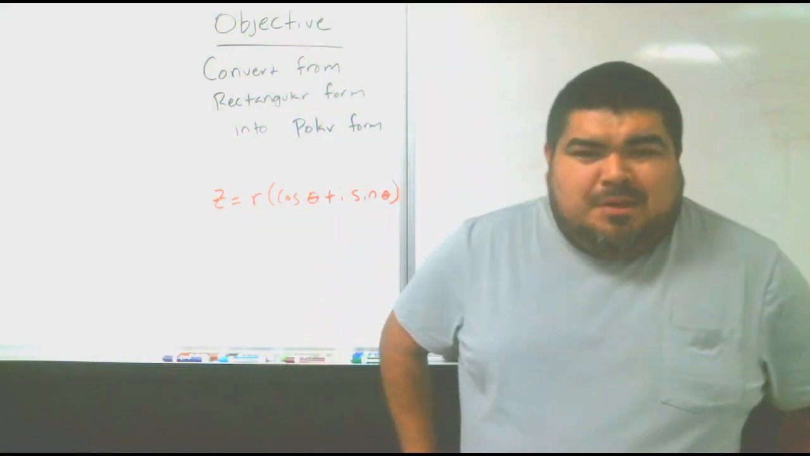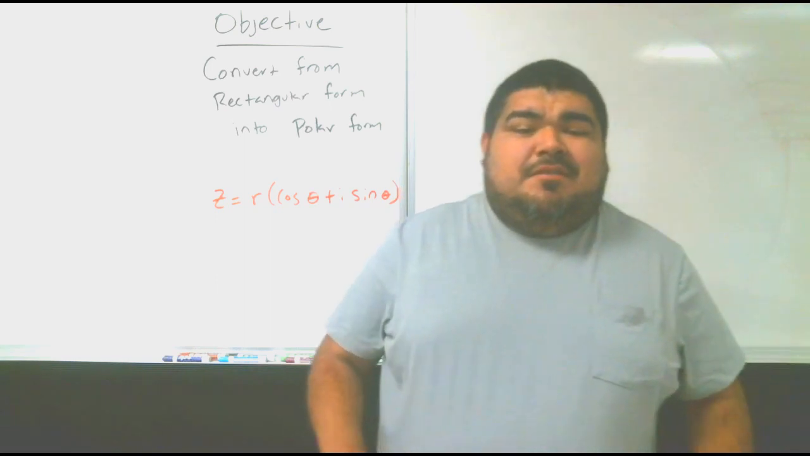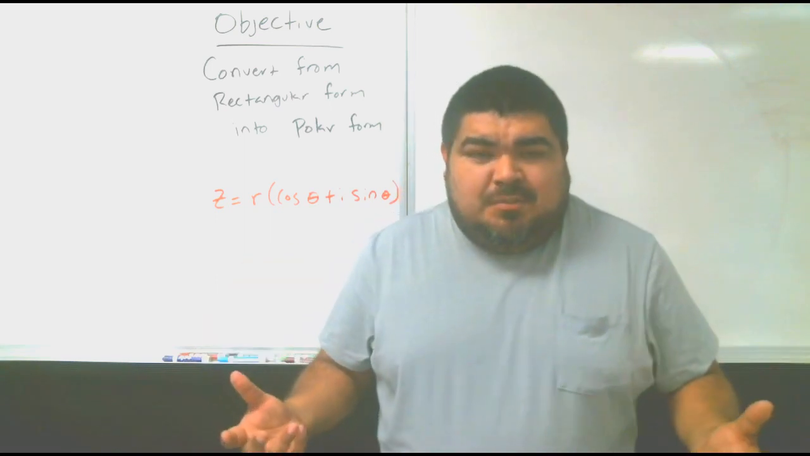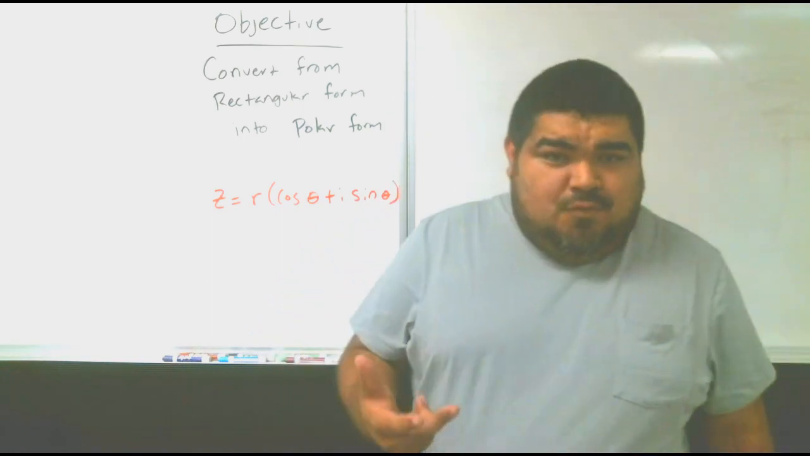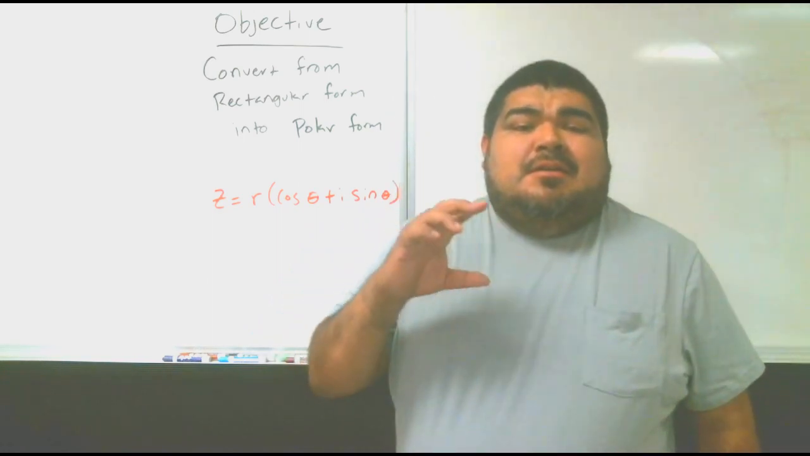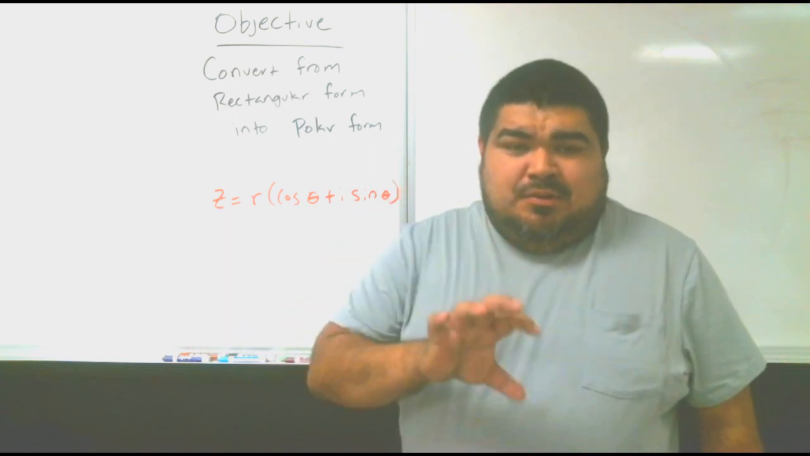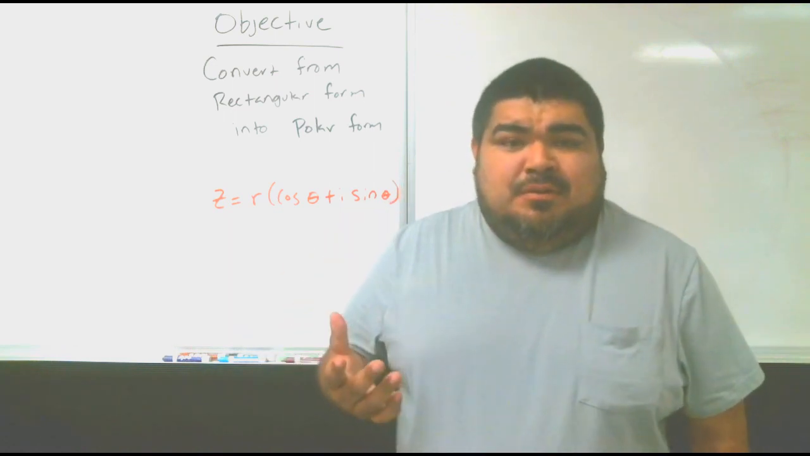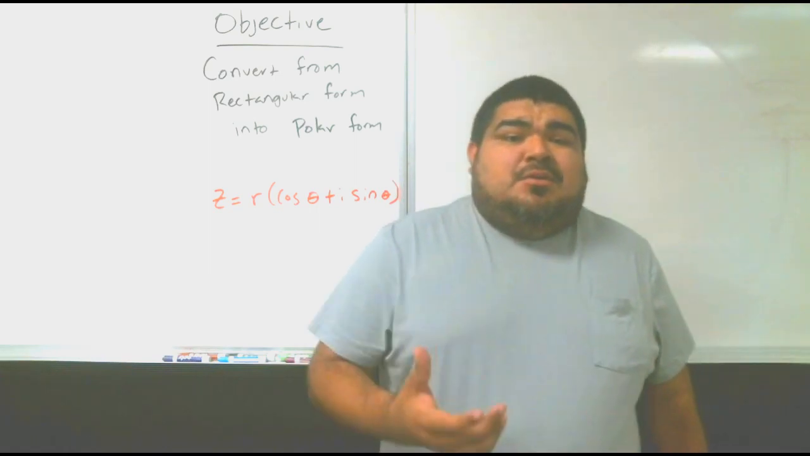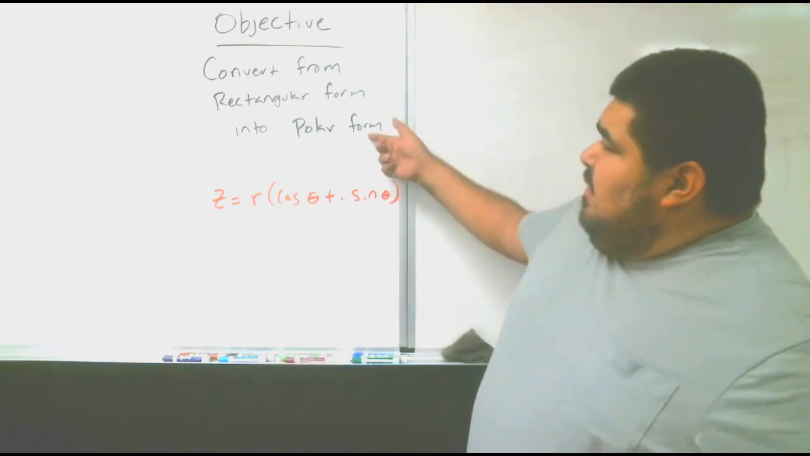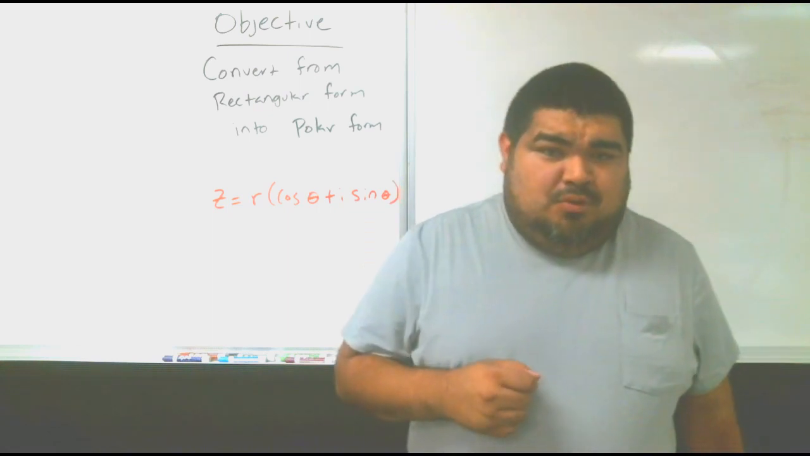Today we're going to wrap up a little bit of complex numbers. Last class we learned about rectangular form of a plus bi, a real number plus an imaginary number. Today we're going to continue that part. Today we're going to convert from rectangular form to polar form.